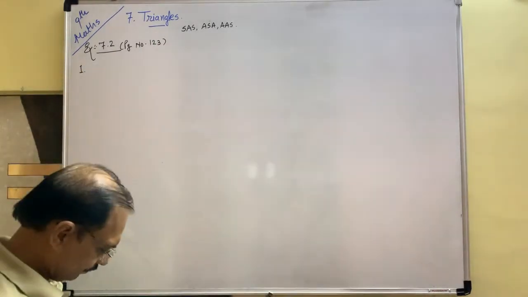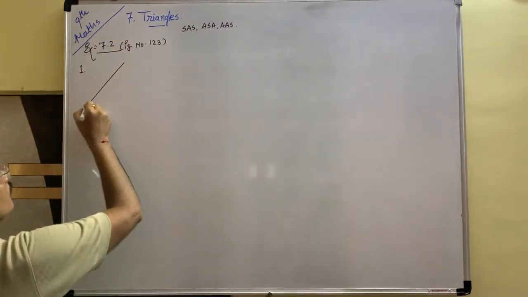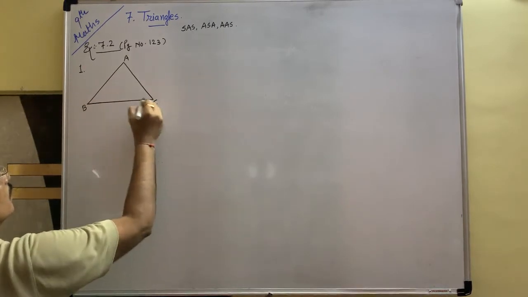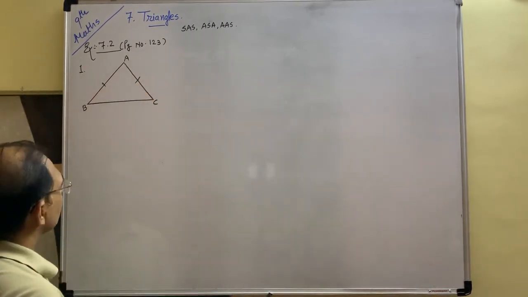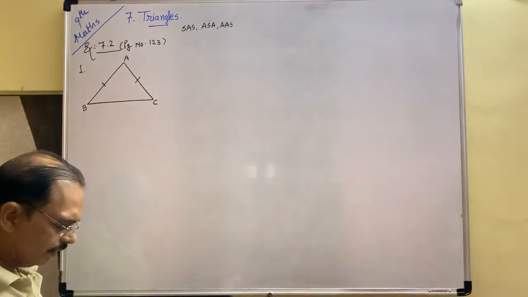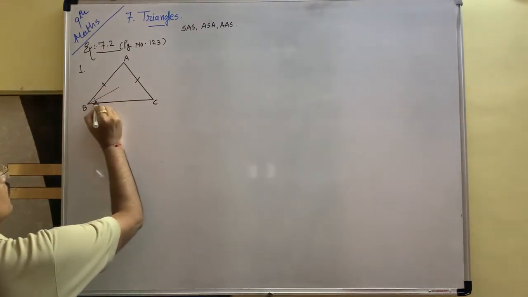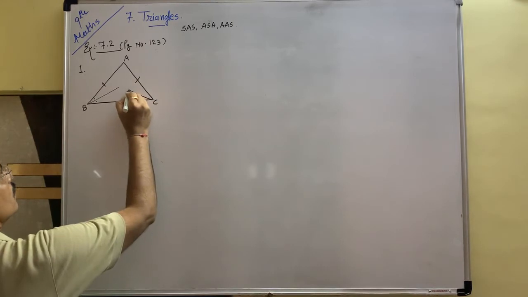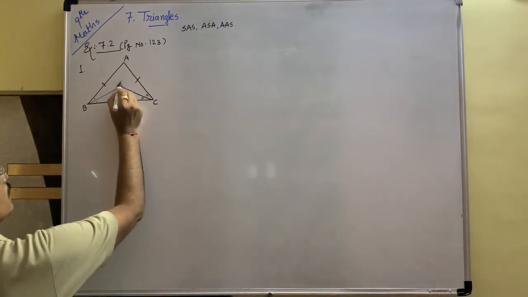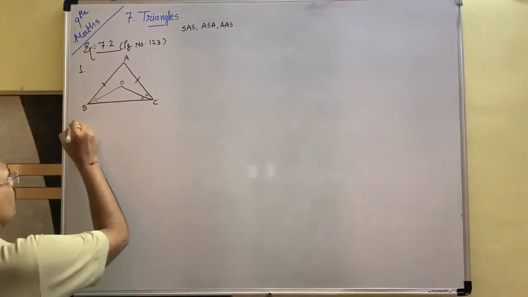Question number 1. In an isosceles triangle ABC, AB equals to AC, given. Bisector of angle B and angle C intersect each other at O. Bisector of angle B, when this angle and this angle are equal. Bisector of angle C, that means this angle and this angle are equal. They intersect each other at point O, given. Then show that. So what is the data? First write the data.